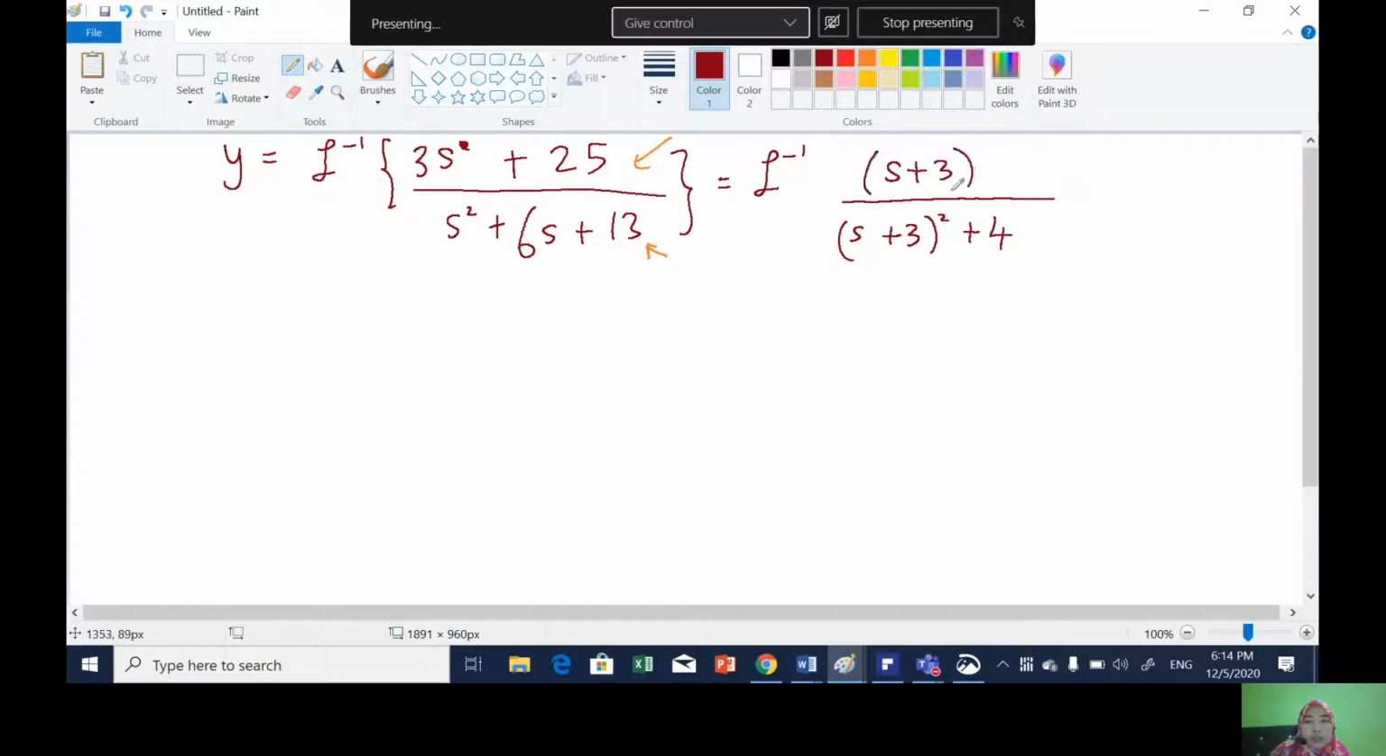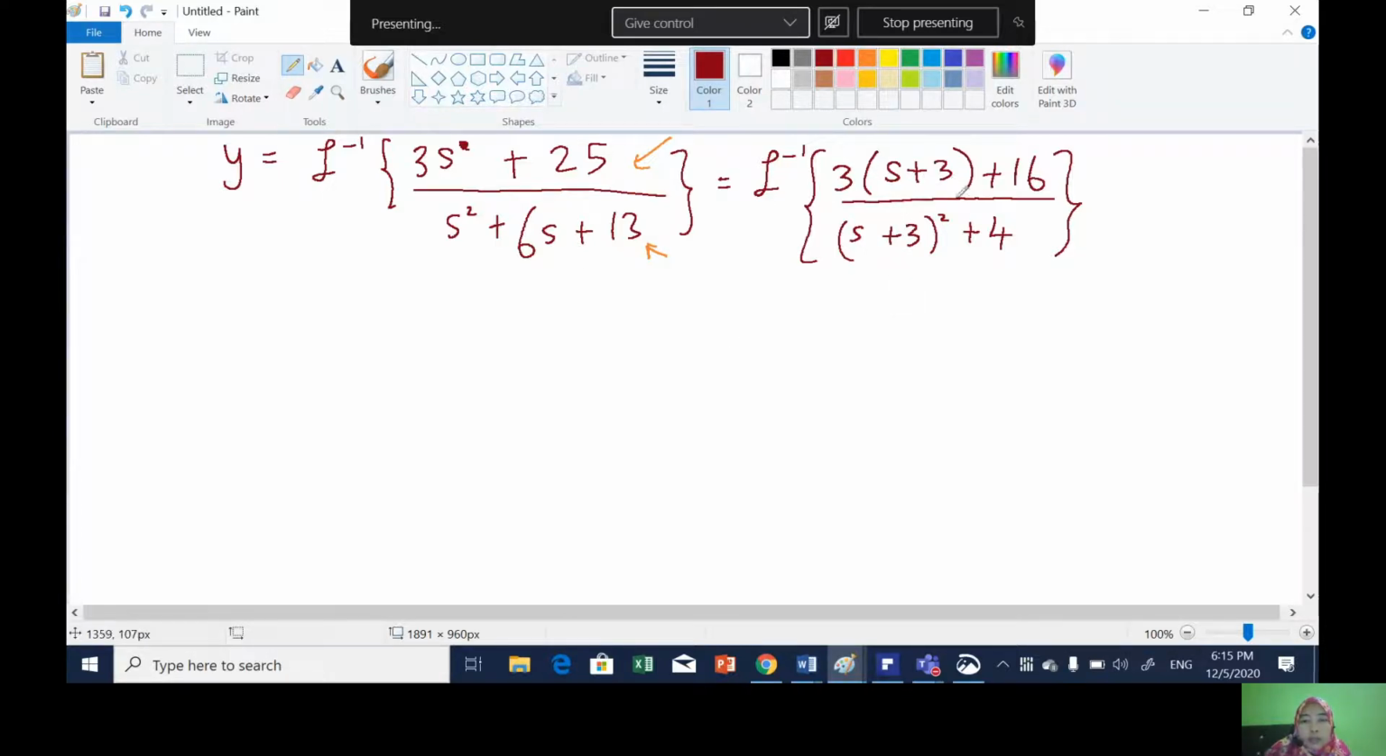Let's say I just put it here, because the numerator is actually 3s plus 25. So s must be multiplied by 3. When we expand this bracket, it's actually 3s plus 9. But our constant actually is 25, so we have to add some constant so that it is equivalent. That is 16. So we modify the one here to the new one. We haven't found the inverse yet. This is just to transform it so that it is similar to the one inside the Laplace table.